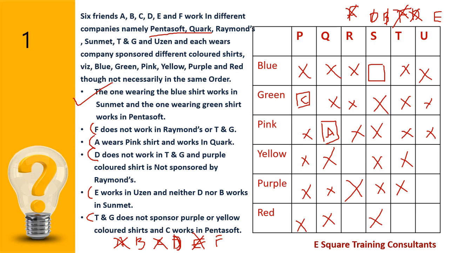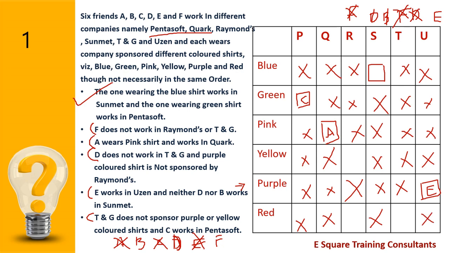Now what I have to do is look out either row wise or column wise if any one box is left over. For example, let me just consider the row of purple. See, purple is not sponsored by PQRST. So the only choice for purple to be sponsored is Usen. So I'll fix a box for Usen and put E inside. Naturally, it means that Usen does not sponsor any other color shirt. So I can cross them out.